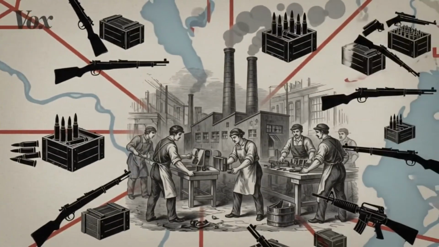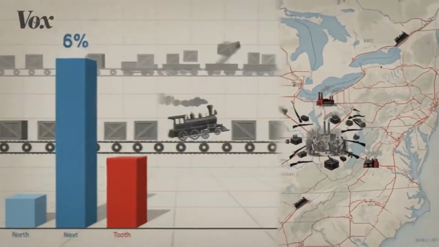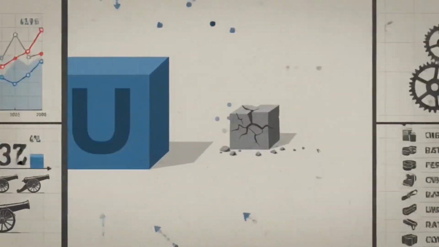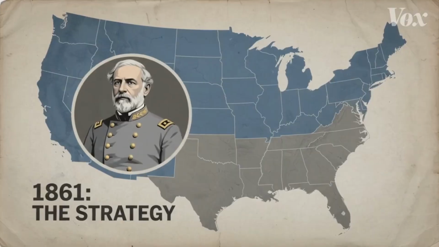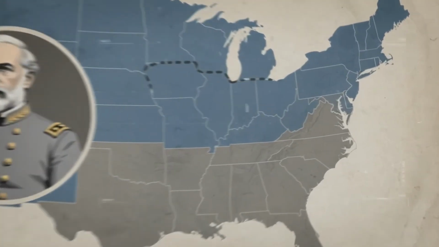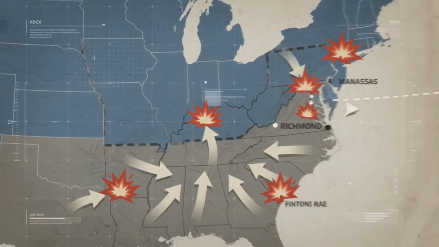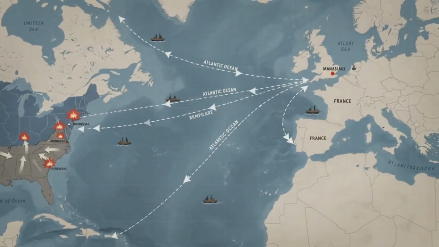Northern industry rapidly produced weapons, ammunition, and supplies, giving the Union a growing advantage as the war continued. The Confederacy hoped to outlast the Union by defending its territory and winning enough battles to gain foreign recognition.